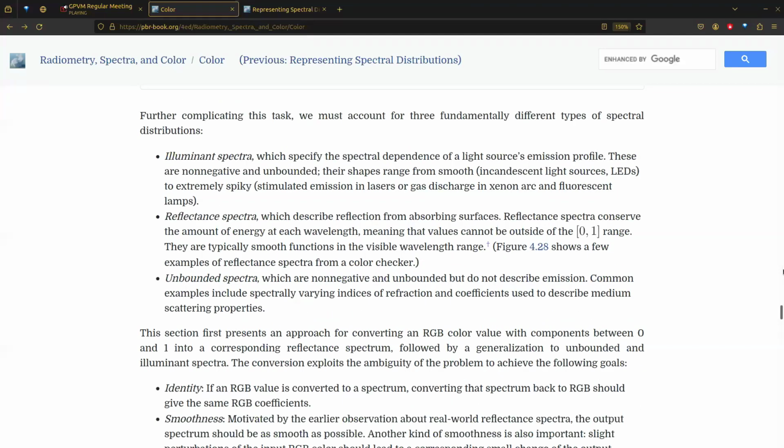Unbounded spectra, which are non-negative and unbounded, but do not describe emission. Common examples include spectrally varying indices of refraction and coefficients used to describe medium scattering properties.